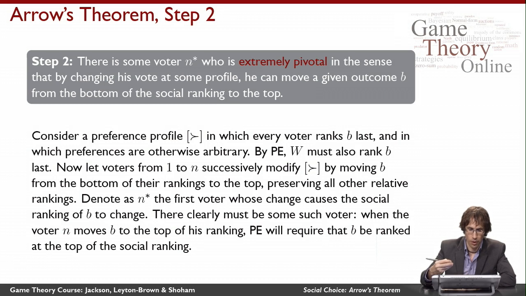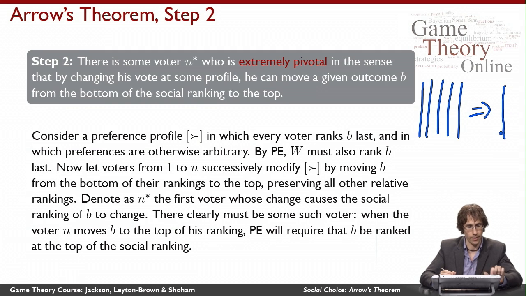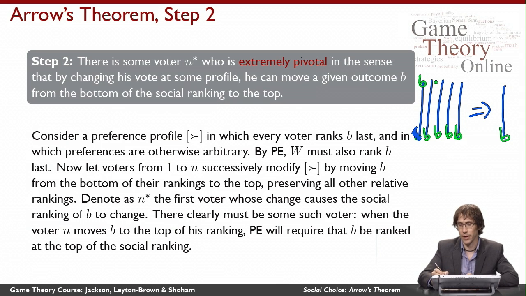So now I have some ordering of the voters from 1 to n, and I'm going to let them successively modify. So let me draw this. I've got all of these different rankings here from different voters, and I've got some social welfare ranking here. So we start out with everything at the bottom. And we conclude from PE that B must be at the bottom here too. So then I say, let me, one at a time, take a voter and take B off being at the bottom and put it up at the top. And let me see what happens.